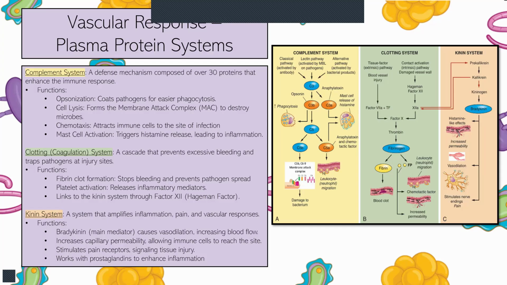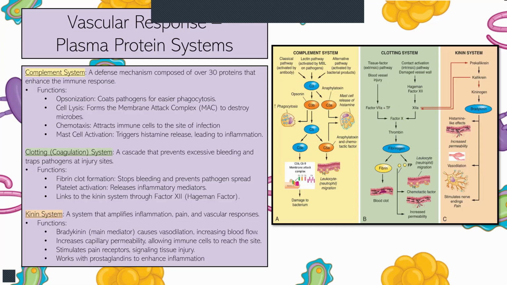The complement system enhances the immune response through opsonization, which coats pathogens for easier phagocytosis, cell lysis via the membrane attack complex, and chemotaxis, which attracts immune cells to the site of infection. Additionally, complement proteins stimulate mast cell degranulation, releasing histamine to promote inflammation.